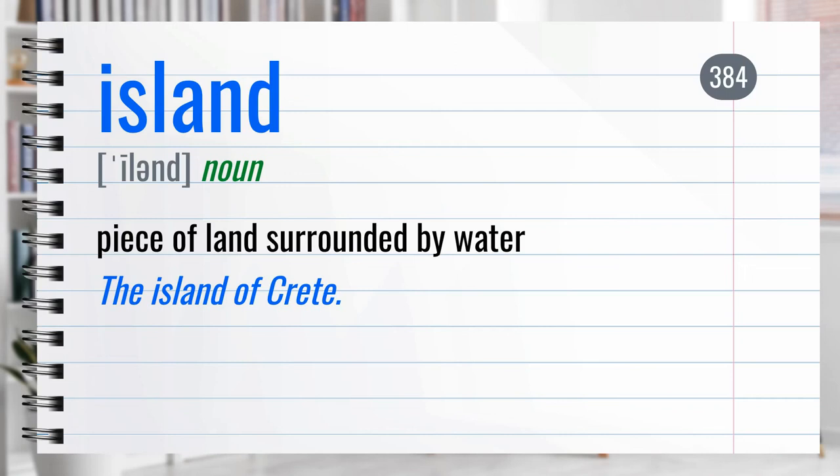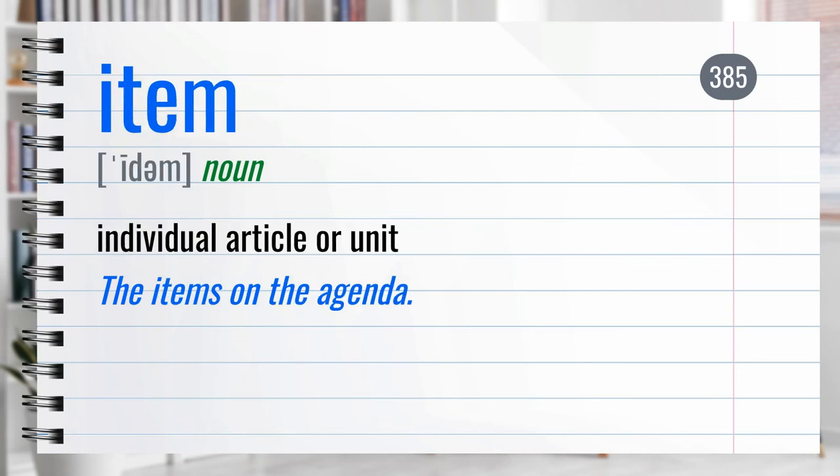Island. Island means piece of land surrounded by water. For example, the island of Crete. Item. Item means individual article or unit. For example, the items on the agenda.